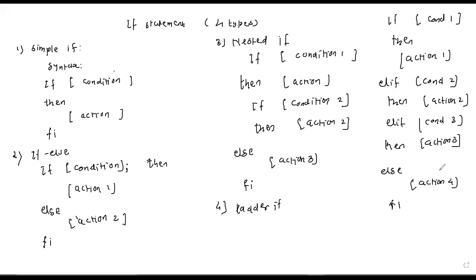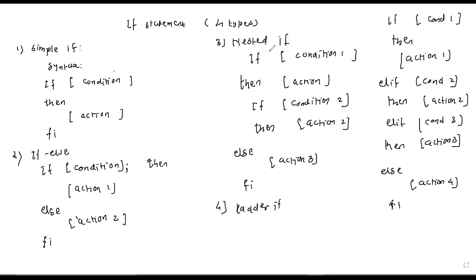So here the conditions are checked one by one. If the first condition is not satisfied, we go for the next. If condition 2 is satisfied, we go for this action. Again, if the condition is satisfied, we go for the next action. And if all conditions are not satisfied, we go for action 4.